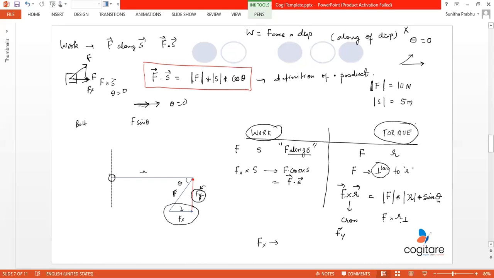Okay, and therefore we are having a new multiplication product for vectors, because this also happens to be a vector. This multiplication product, where the perpendicular component of the force, Fy, is coming into the picture, we are calling the cross product. In this particular case, the torque will be R cross F, which is nothing but R into F into sine theta.